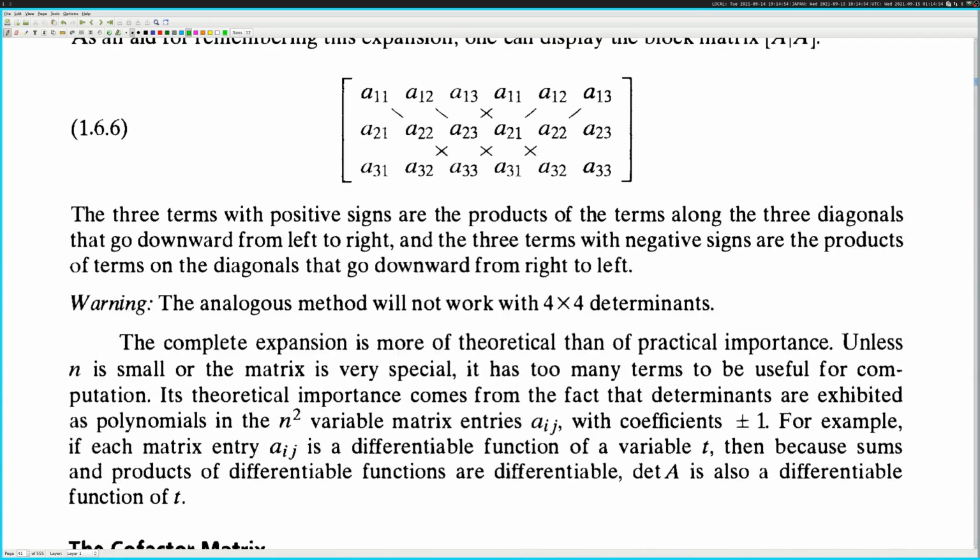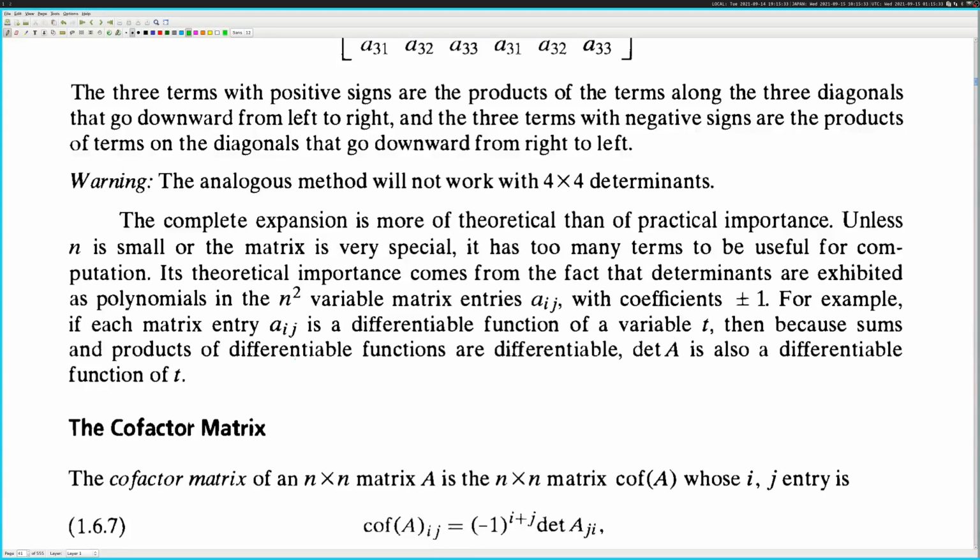The complete expansion is more of theoretical than practical importance, unless n is small or the matrix is very special. It has too many terms to be useful for computation. Its theoretical importance comes from the fact that determinants are exhibited as polynomials in the n-squared matrix entries a_ij with coefficients plus and minus 1. For example, if each matrix entry a_ij is a differentiable function of a variable t, then because sums and products of differentiable functions are differentiable, the determinant of A is also a differentiable function of t.